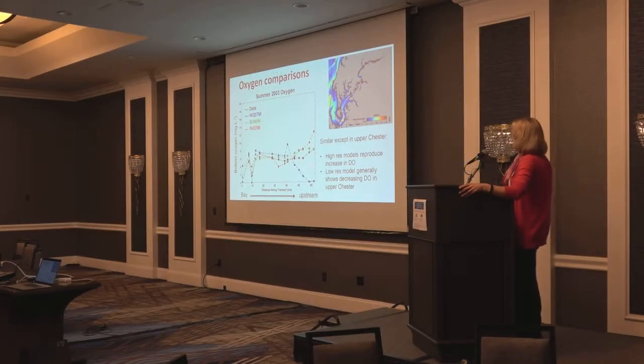And here, the high resolution models actually reproduce this increase in dissolved oxygen that we see as we get closer to the upper reaches of the Chester, whereas the low resolution models generally show decreasing oxygen as you get up farther.